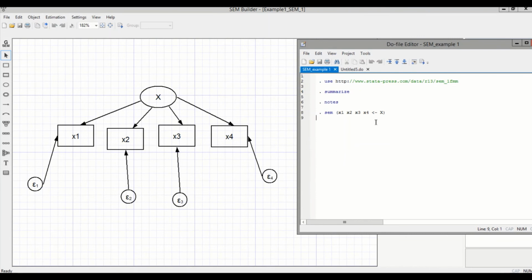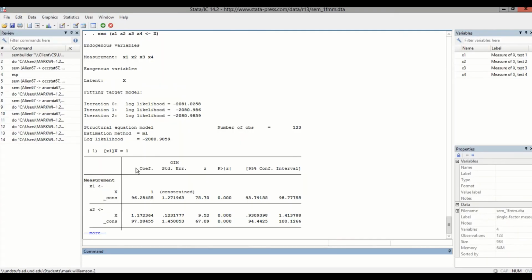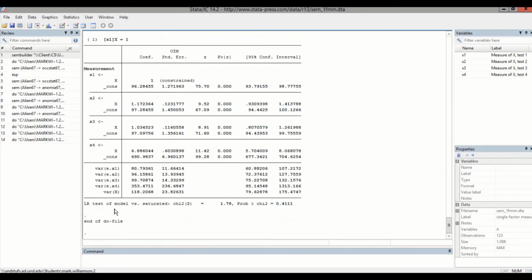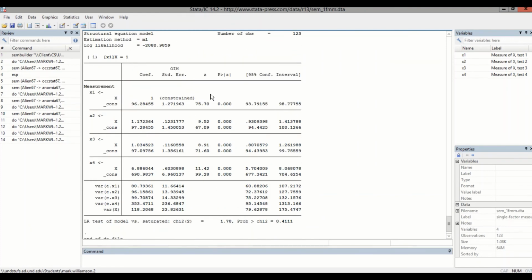We see that X, we think, affects X1, 2, 3, and 4. So we'll have it like that, and we'll just run that. And we can see that this is a very simple model. It looks like these are significant, but our chi-squared is actually not significant, so this is a good enough model.